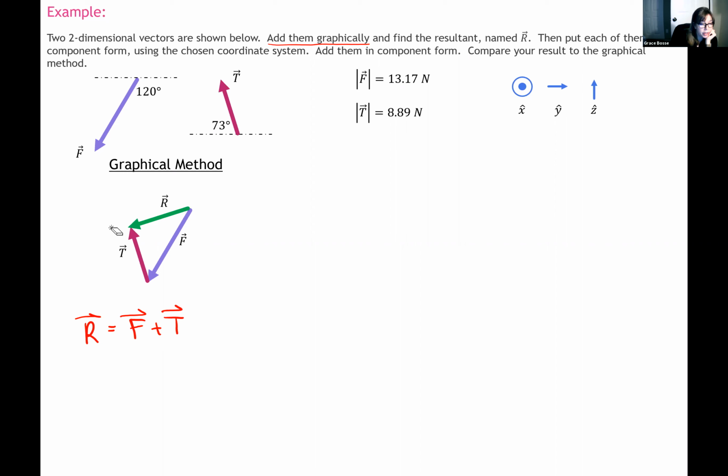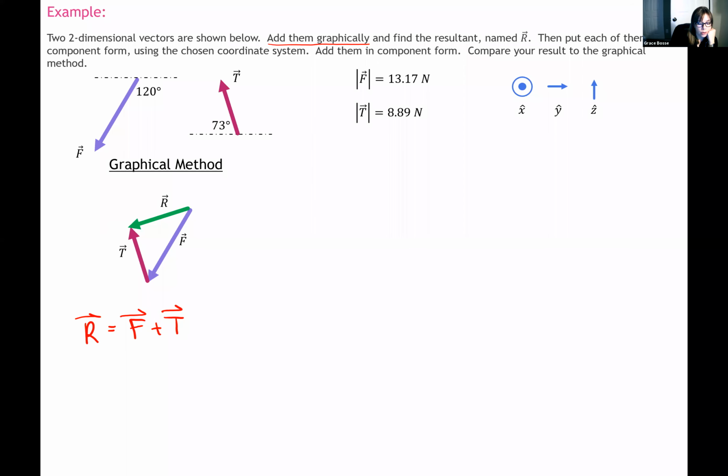You can get a general feeling for the length of vector r. It looks a little bit bigger than t, pretty close though. And it's pointing down and to the left, slightly below the horizontal. So that's what we get graphically. That's what vector r looks like.